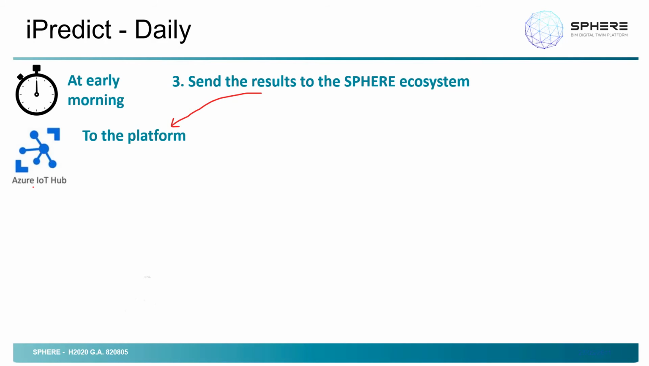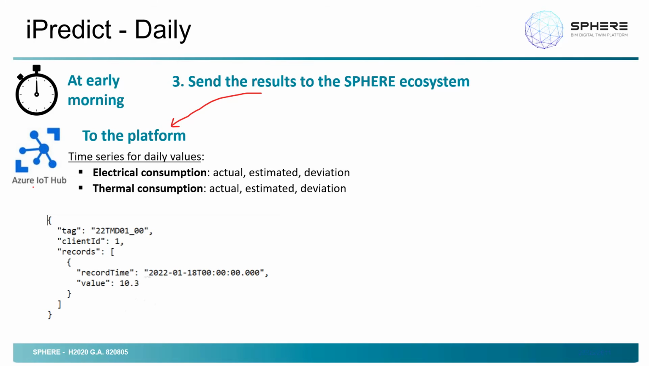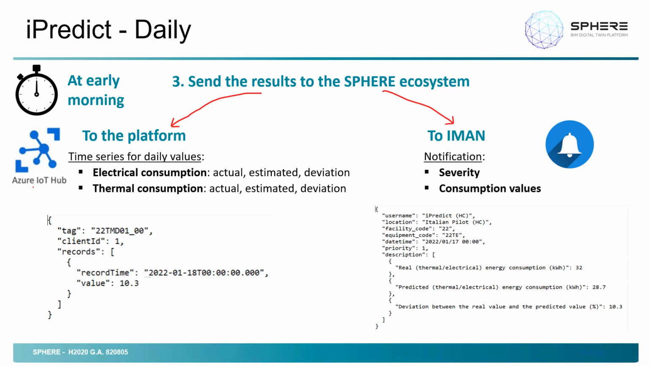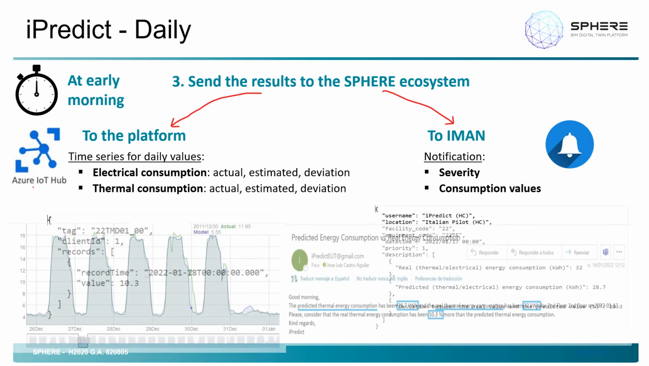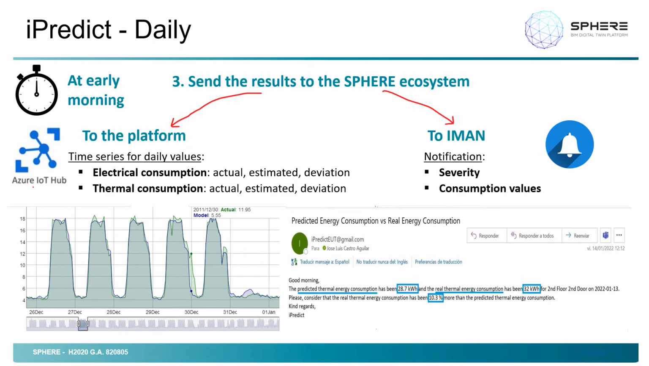The IoT platform receives actual and estimated energy consumption, and deviation. IMAN maintenance tool receives a notification containing the severity of the deviation and the energy consumption values. This notification will be sent by email to the facility manager, who, if necessary, will analyze the recorded data in more detail.